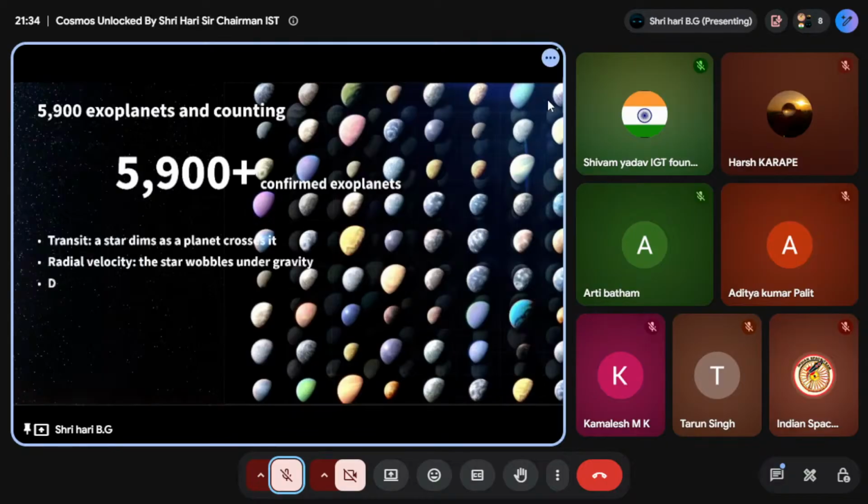And the transit method: how do we find them? We find them by three methods. The first one is the transit method. What is it? A star becomes slightly dimmer when a planet crosses in front of it. I will tell you a simple example for it.